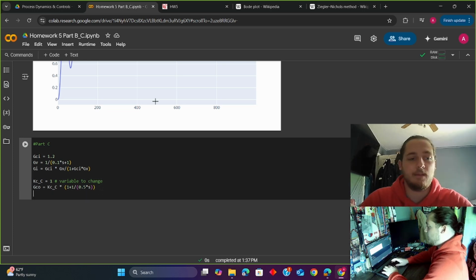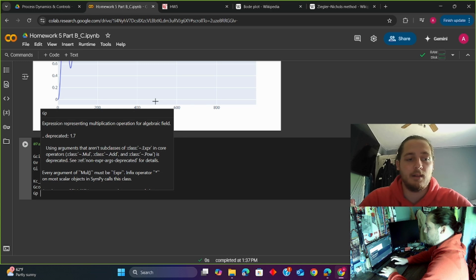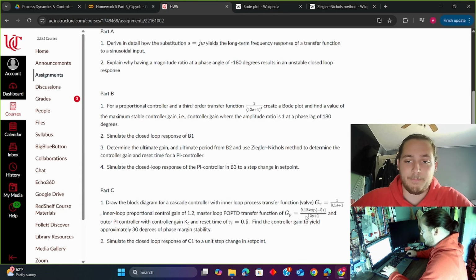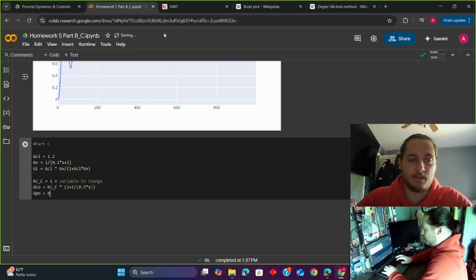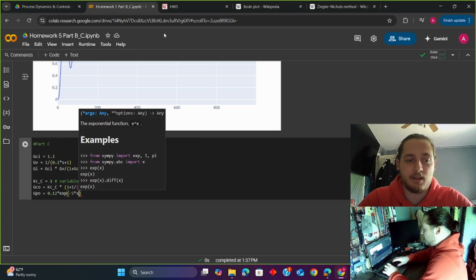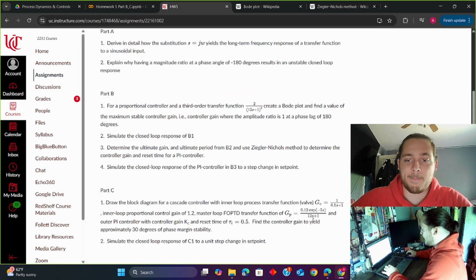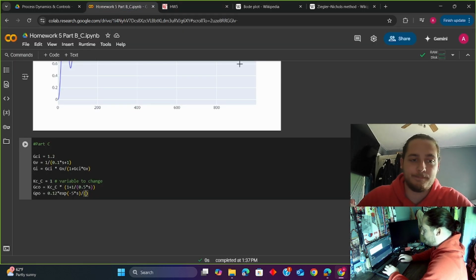Okay, so next we need to define what our outer GP is, and that is going to be our process transfer function, and this is going to be equal to 0.12 times the exponent of negative 5s. So we can type in 0.12 times the exponent of negative 5 times s, and this is all going to be over 12s plus 1.